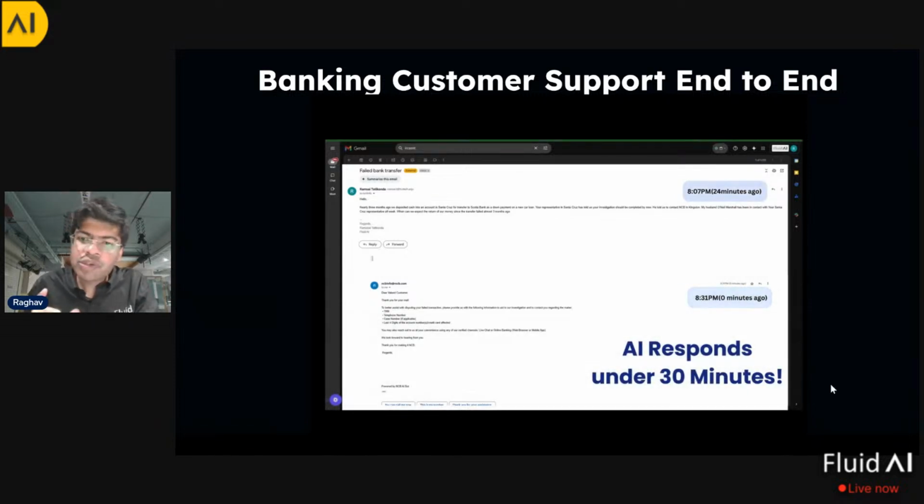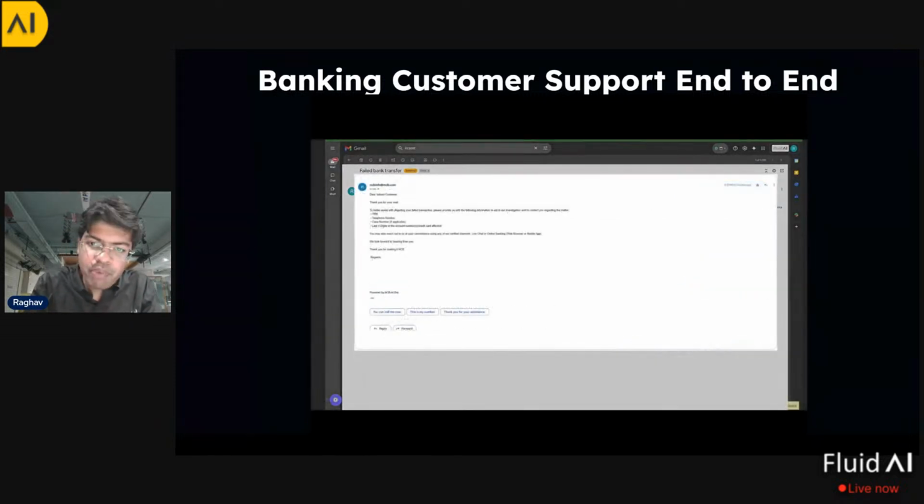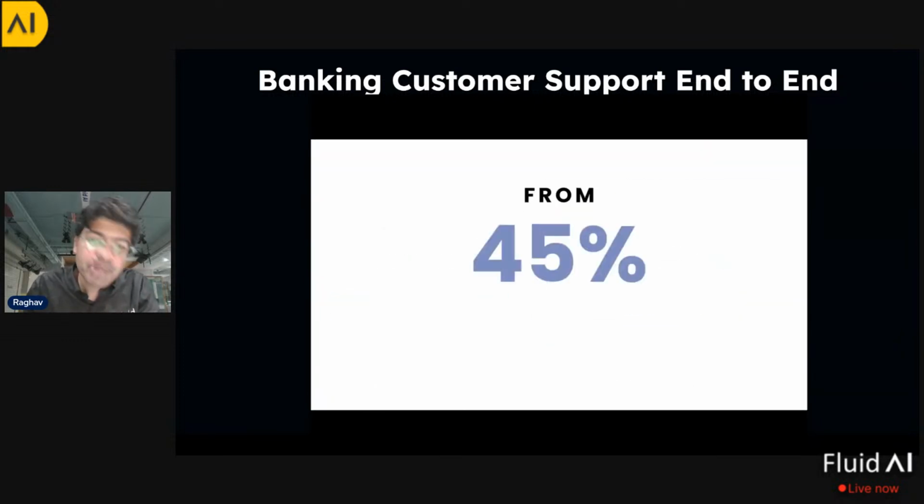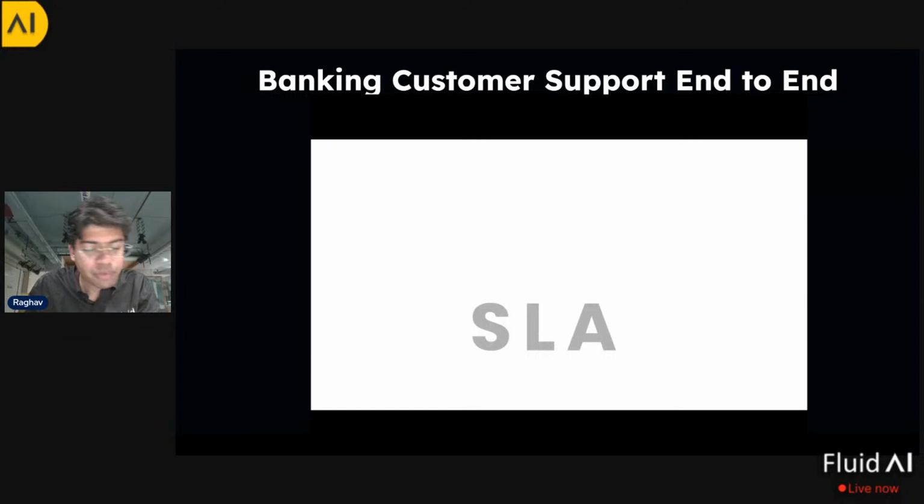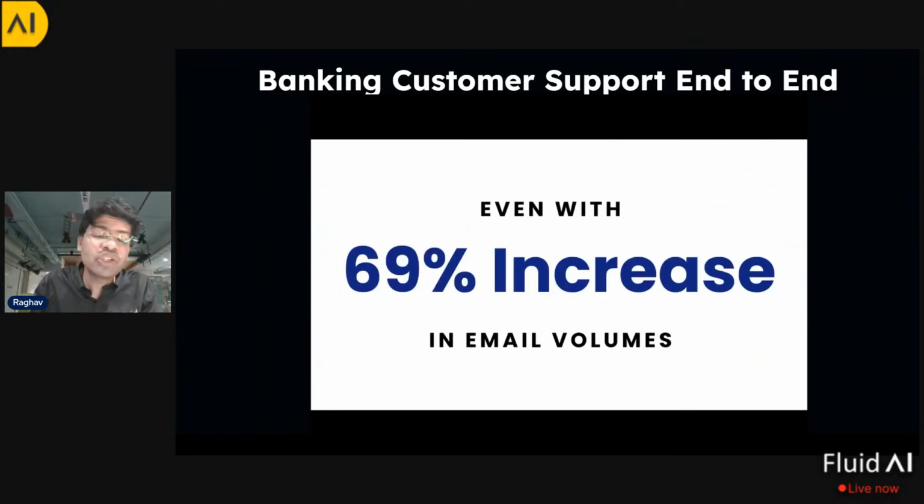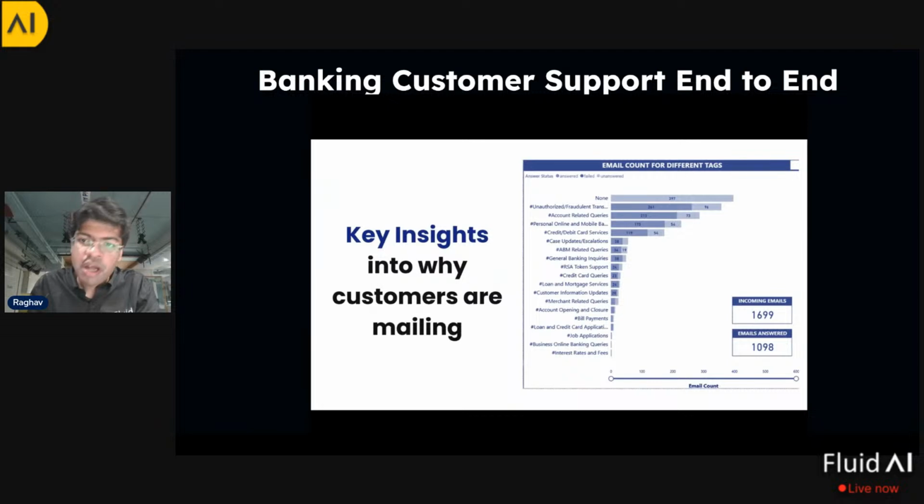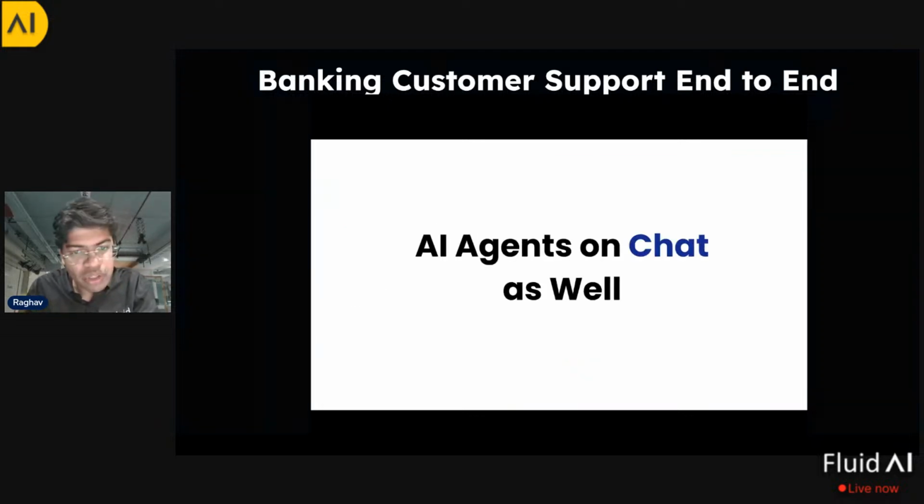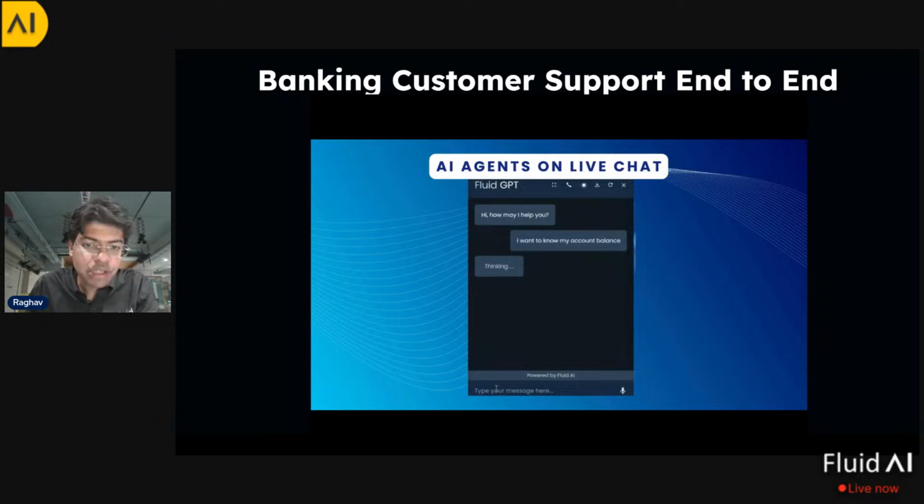It can even handle things on email. We showed you WhatsApp, and now it's email, and you can go up to 100% containment rates. Some of these organizations went up from 45% to 100% SLA on responding to each email within less than 30 minutes. You also have insights, and then you can have these on chat as well, where you can have text chats. And then obviously you have phone call as the ultimate.